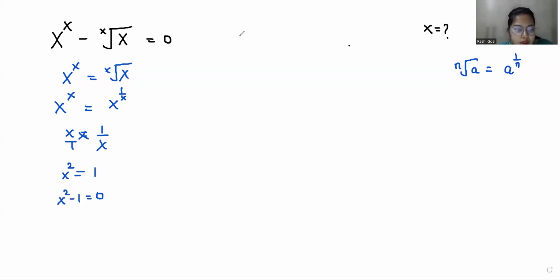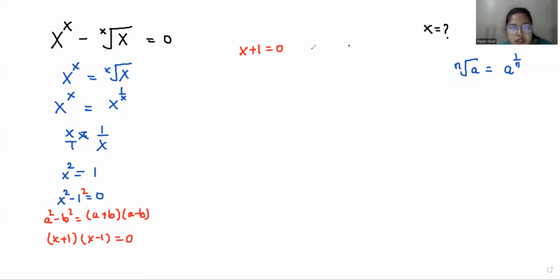Here we are going to use a very famous identity, that is a square minus b square, which is equal to a plus b times a minus b. So we can consider it as a square. So it becomes x plus 1 times x minus 1 is equal to 0. So either x plus 1 is equal to 0 or x minus 1 is equal to 0. From this, the value of x is -1. And from this, the value of x is +1.